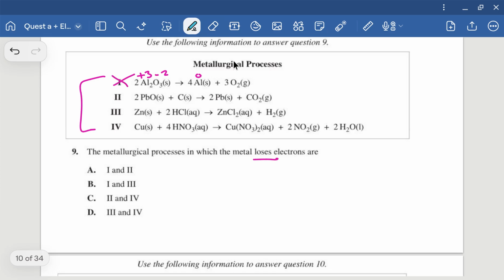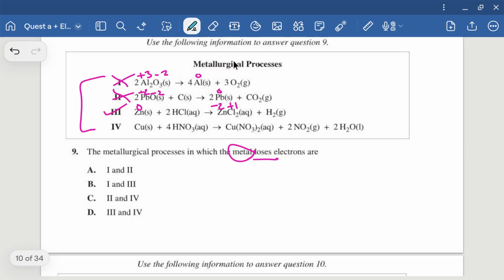And I'm only looking at the metal because it's asking about the metal. Looking at the next one, we have -2, +2, and then on the right-hand side we have 0. So if we are going from +2 to 0, we're still not gaining, so it's not number 2. Looking at zinc, zinc is going from 0, and then within this compound it's going to be -2. So 0 to -2 is a gain, number 3 works.